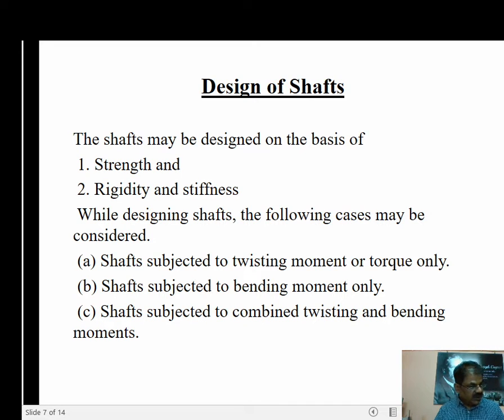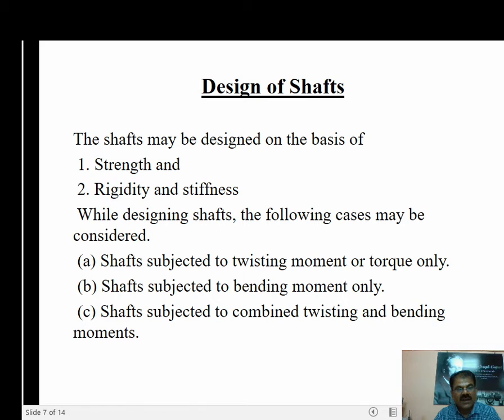Then, coming to how to design the shaft. The shaft may be designed on the basis of two cases: number one is strength, and second one is rigidity and stiffness. While designing the shaft, the following cases may be considered.